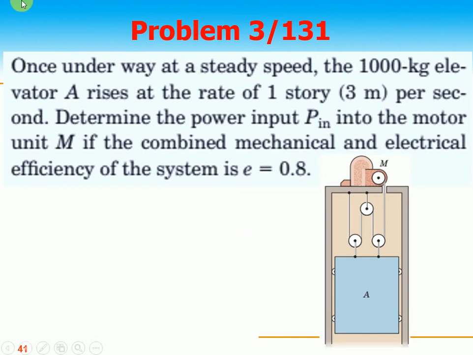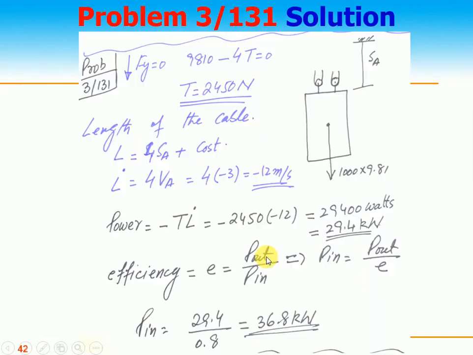3-131. Once underway at a steady speed, the 1000 kilogram elevator A rises at the rate of 1 story, 3 meters per second. Determine the power input P in into the motor unit M, this motor, how much power is required if the combined mechanical and electrical efficiency of the system is 0.8. So the problem is not difficult. We just make the free body diagram. Of course, the weight is in the downward direction, 1000 times 9.81.